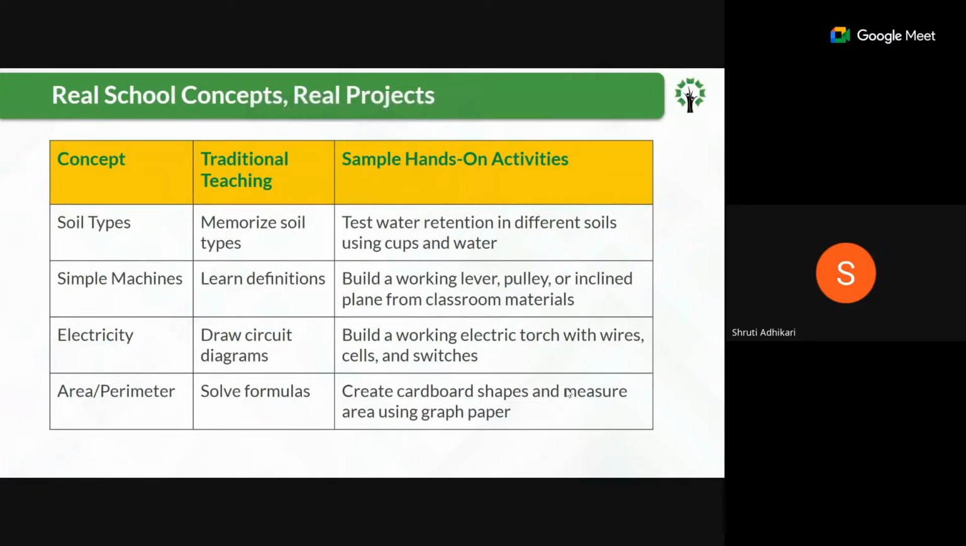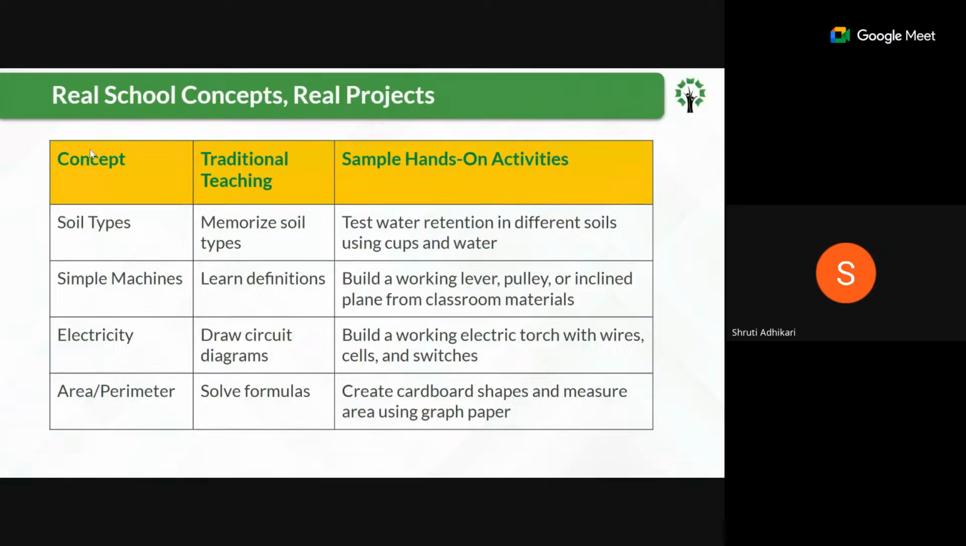So now we all want students to learn through creating projects. This is how they will know how to practically apply the concept, right? And they will never forget the concept because they have done it practically. Okay, so these are just some examples. If you all want, you all can share a lot of examples here. So these are some examples on real school concepts or real projects.